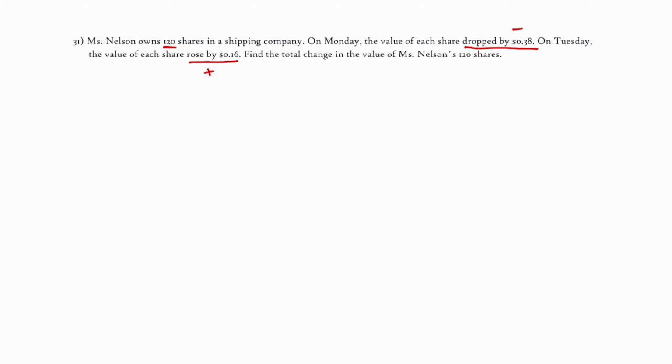So what's happening? On Monday, it's going down. On Tuesday, it's going up. Okay, so let's play smart here. We say minus 0.38 for Monday, because it's dropping. And for Tuesday, we say plus 0.16 because it is rising. So this will be minus 0.22, right? It's 0.38 here and 0.16, so that's 2 and that's 2, and the sign of the larger number, so it's negative.